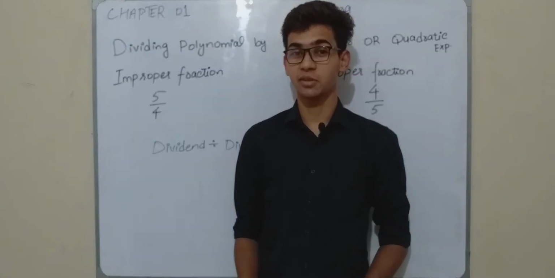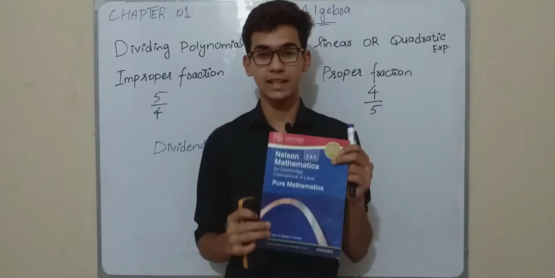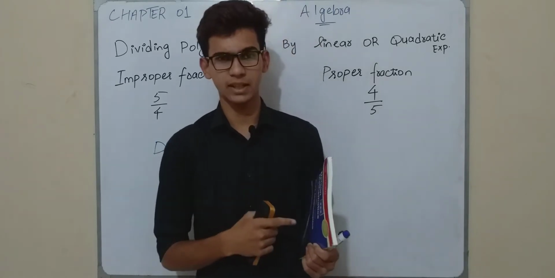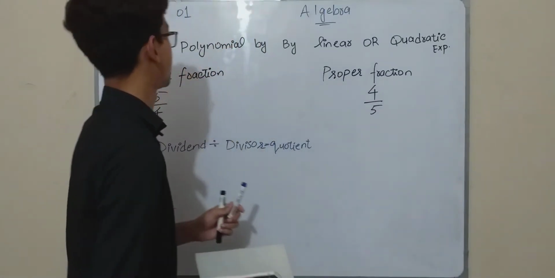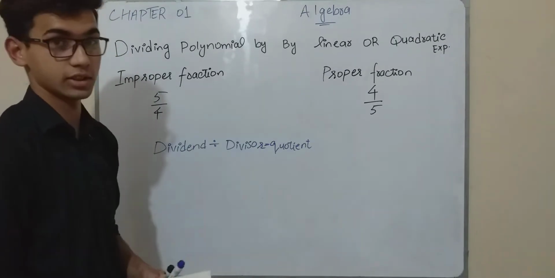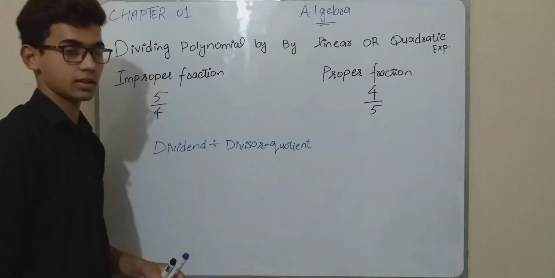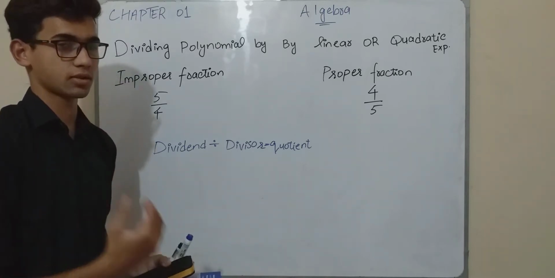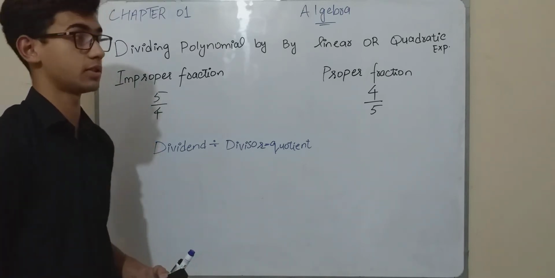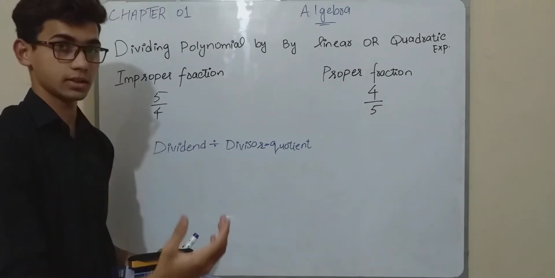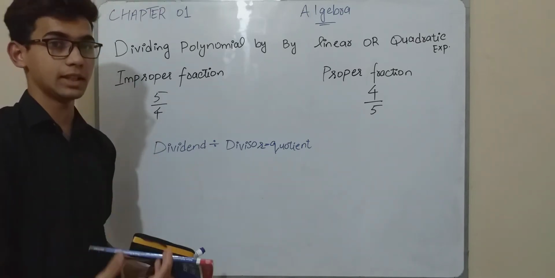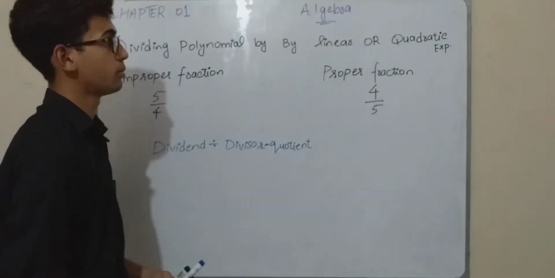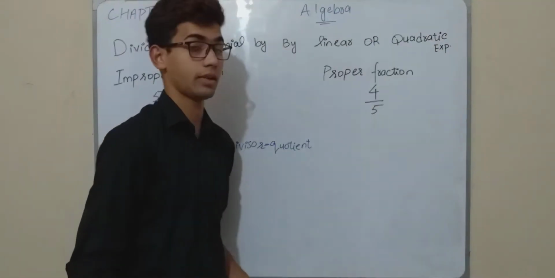So guys, today we are going to begin this book, the Nelson Mathematics for A-level students of pure mathematics. We are going to start Chapter 1, which is Algebra. This is our very first chapter, and it includes variables, constants and the quadratic expressions which we use to divide by other quadratic and maybe linear expressions. So our very first topic is dividing polynomials by linear or quadratic expressions.